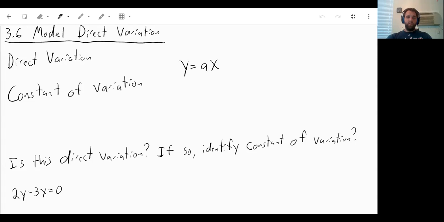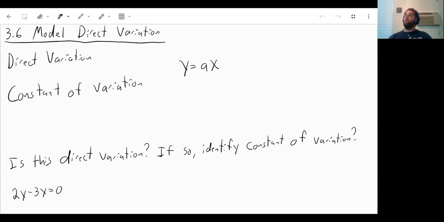Welcome to section 3.6, modeling direct variation. Now, direct variation is a really good form of modeling and something that is easily understood in math. Direct variation essentially says that as one thing goes up, the other thing goes up. As temperatures increase, the amount of ice cream eaten increases.